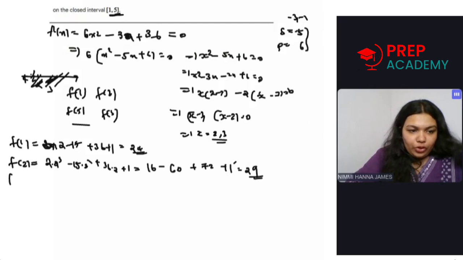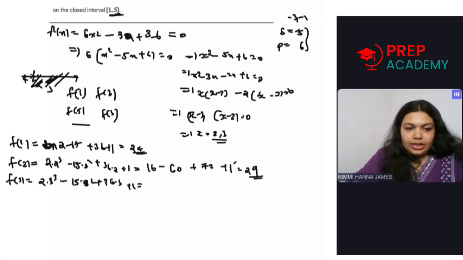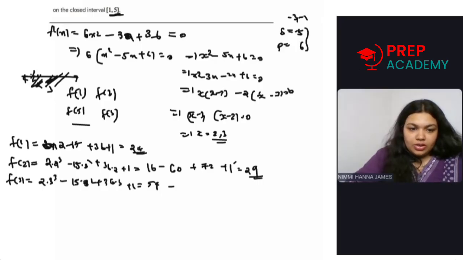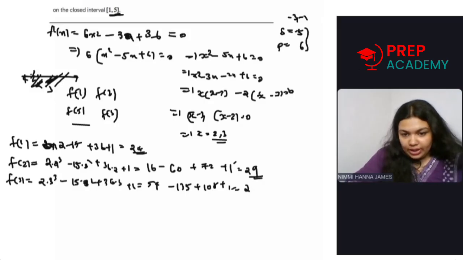Now f of 3 we want to find. It is 2 into 3 cube minus 15 into 3 square plus 36 into 3 plus 1. So 3 3s are 9, 3 9s are 27, into 2 is 54, minus 15 into 3 square, that is 15 into 9, 135, plus 36 into 3 is 108, plus 1. So on solving this we get the value as 28.